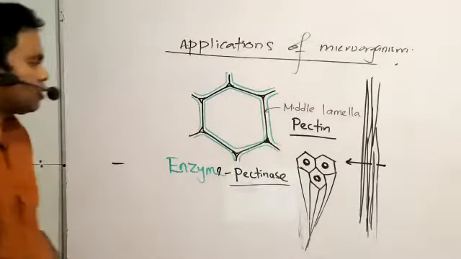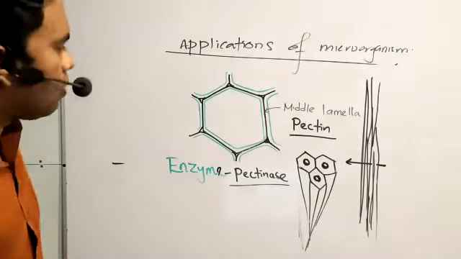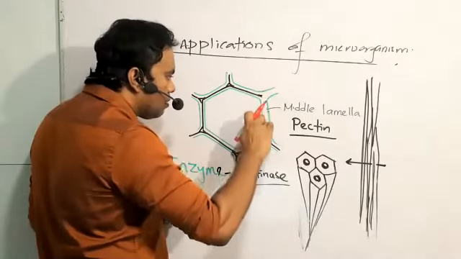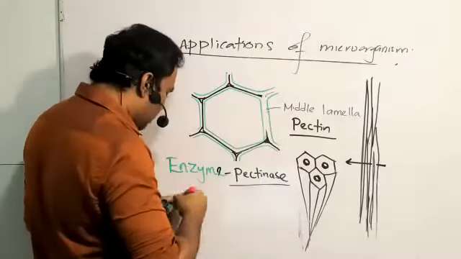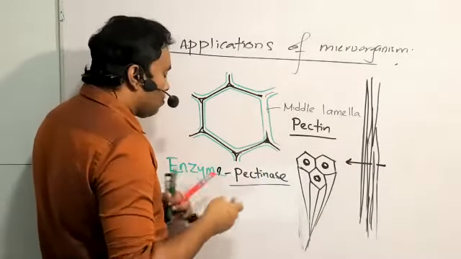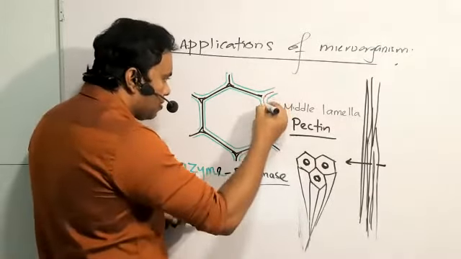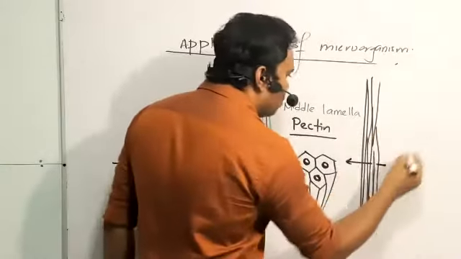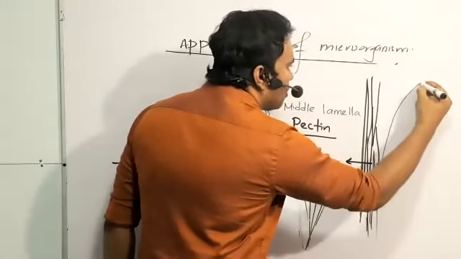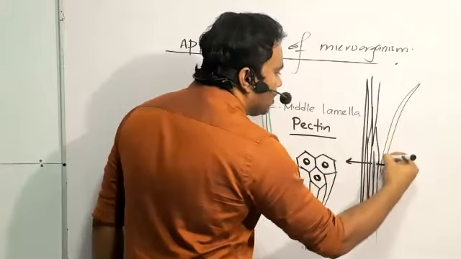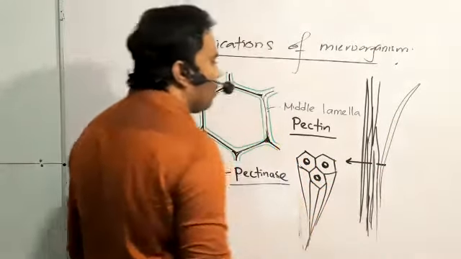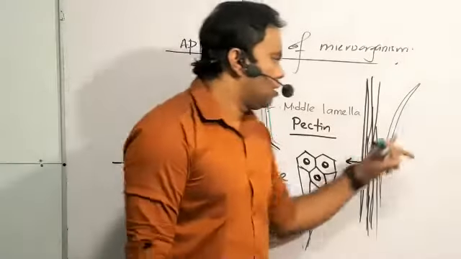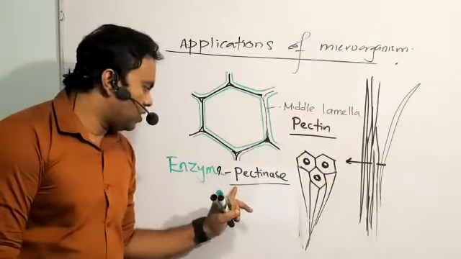So what the action of this pectinase? As a result of the action of this pectinase enzyme, so this middle lamella layer is digested. So that's digested. So then we find it very easy to separate these fibers. So now we can easily separate fibers from plant materials. I think now you can understand clearly. So what happens with the action of this pectinase enzyme?